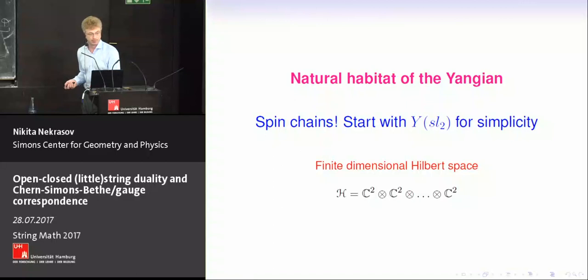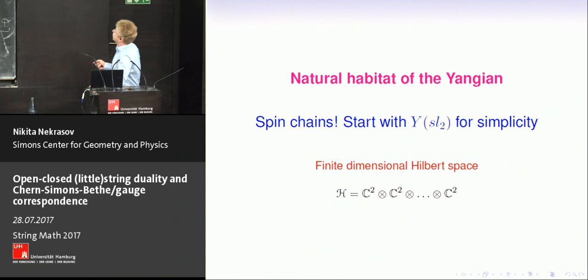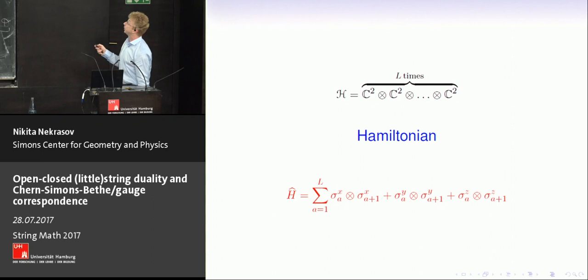So, for example, if we start with the Yangian of SL2, the simplest Yangian algebra, you can study its representation in the finite-dimensional Hilbert space, which is a product of L copies of a two-dimensional representation of SU2. And that problem arises when you think about ferromagnets, and the simplest Hamiltonian you can write for the system of spins. So these are spin one-halves, and this is the Hilbert space of states of the system of L spins.